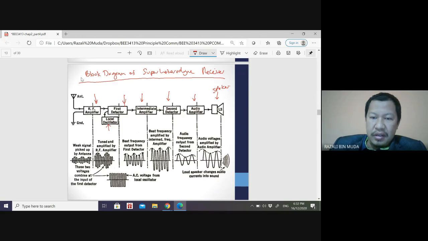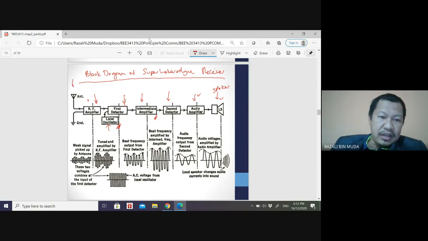Okay, so you have seen this speaker from the previous simple receiver. We have discussed the audio amplifier. Okay, and we have the RF amplifier, right? So basically, in the superheterodyne receiver, they have some more improvement. Okay, first this local oscillator, which you didn't have just now, and also this intermediate IF amplifier. Okay, so let's see what happened.